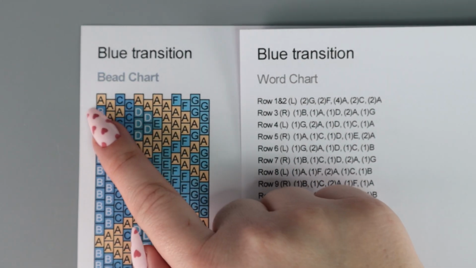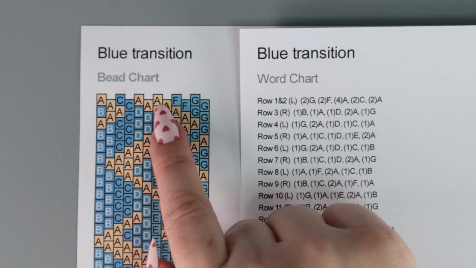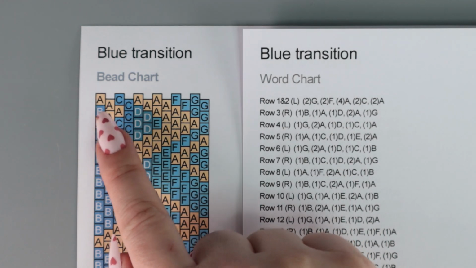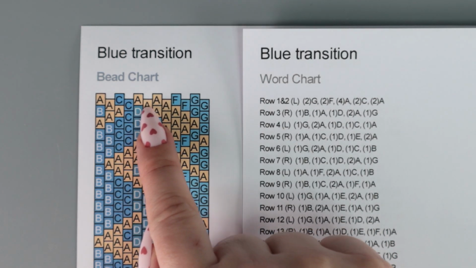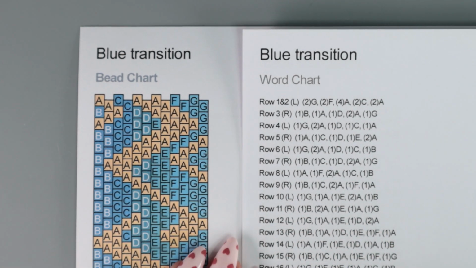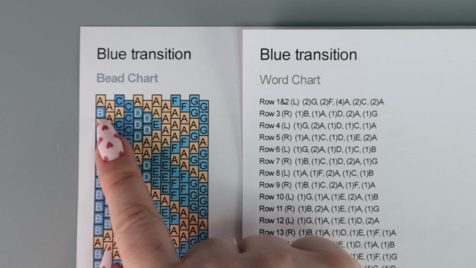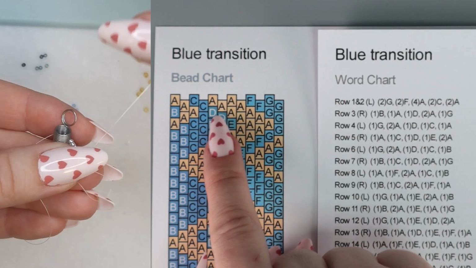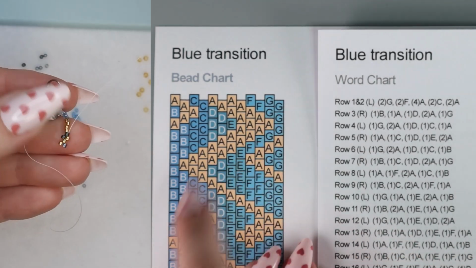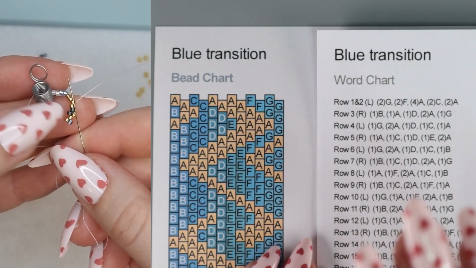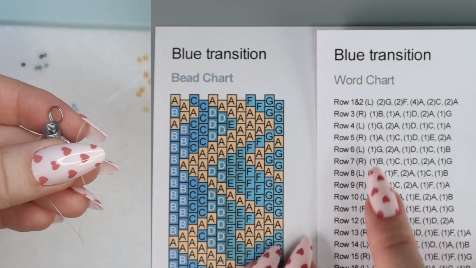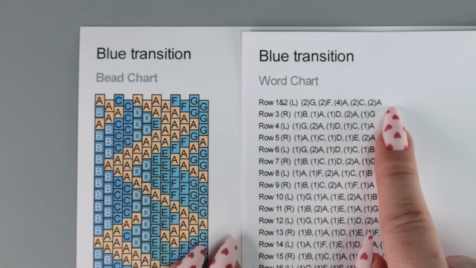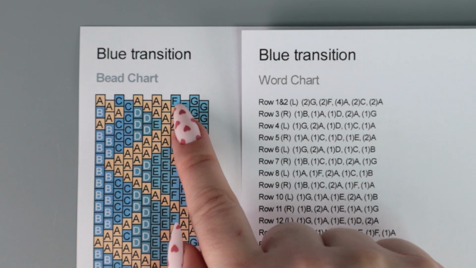The first row consists of A, C, A, F, G. The second row is the same as the first, A, C, A, F, G. The third row is where the actual peyote stitching begins. It is B, A, D, A, G. So when counting, don't make the mistake of thinking that the first full line in the pattern is row 1. It's actually just the foundation rows.